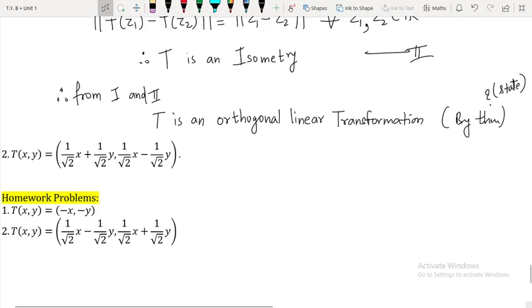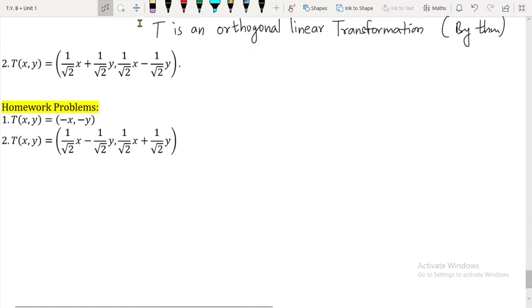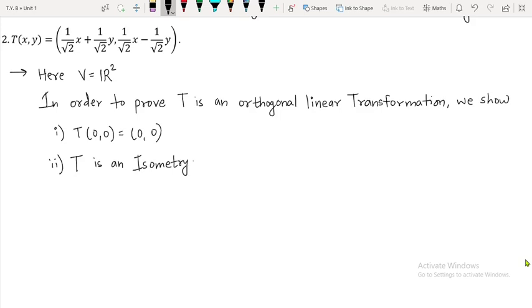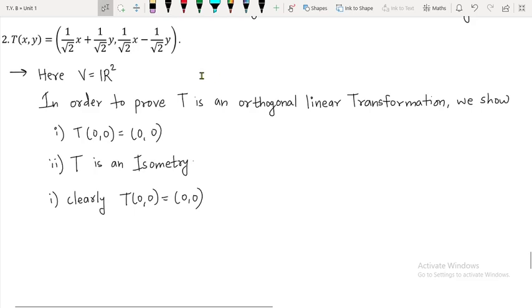Fine, now we will move towards the second example, which is the similar one. So we are supposed to do the same thing over here. In this example also our V is R2. Here our V is same, that is R2. So again I will write, in order to show T is an orthogonal linear transformation, we show, so there are no issues for the first condition clearly, 0, 0.